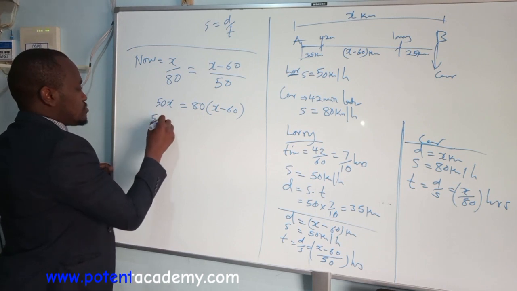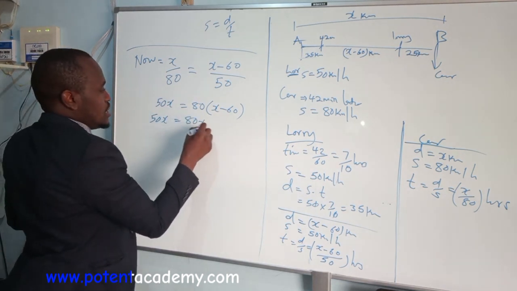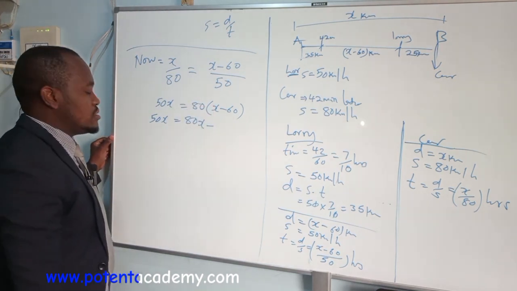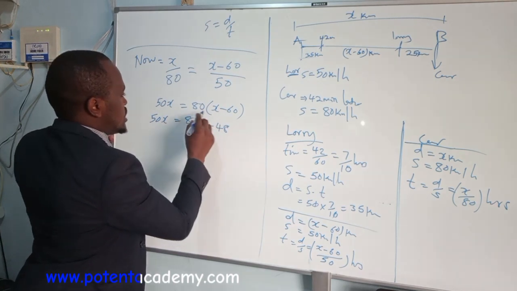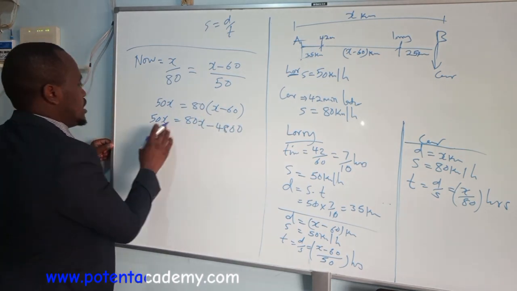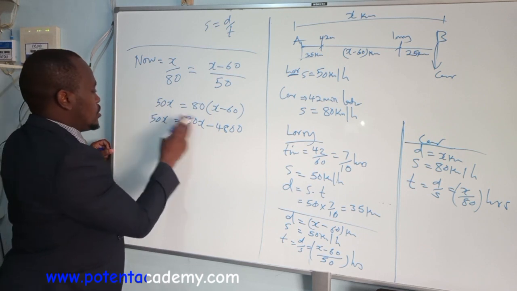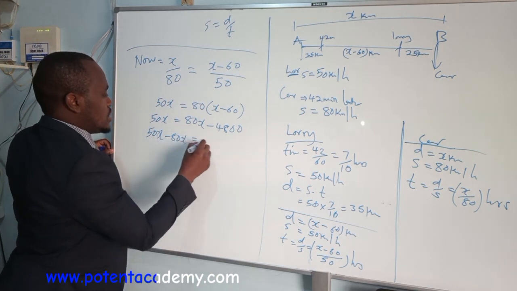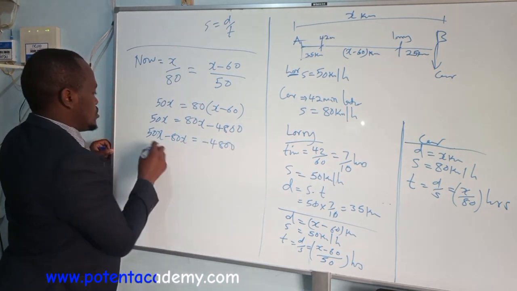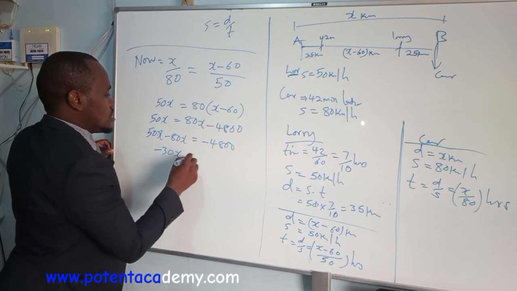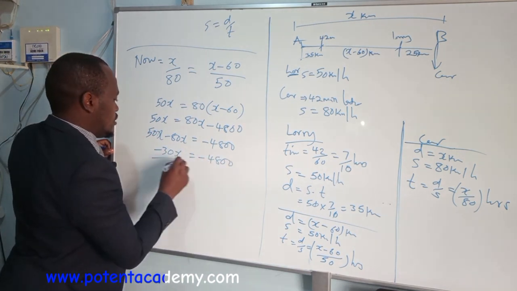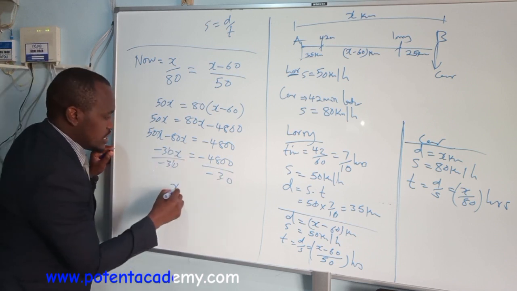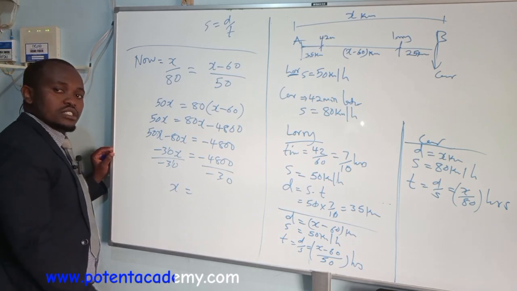So this is 50x equals 80x minus 8 times 6. That should be 48, so 4800. Then now you can decide to take x on one side. 50x minus 80x equals negative 4800. So this one is negative 30x equals negative 4800, over negative 30, negative 30. X is equal to negative divided by negative is positive.